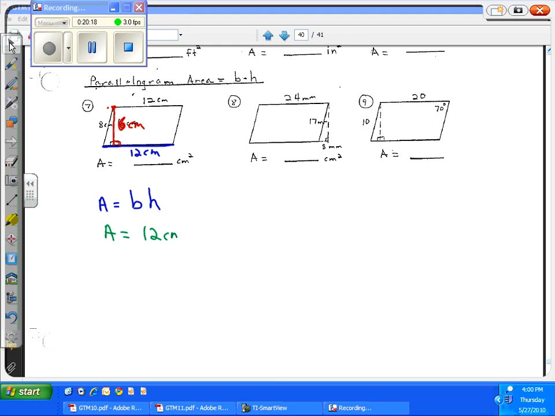So area is base 12 centimeters times height 6 centimeters. We're going to multiply the numbers and get 72 and multiply the names and get a new name. And when you multiply with like bases, you add the exponents. So it's 72 square centimeters. And there was no need for a unit of measure conversion there. Any questions on number 7? Okay. Number 8.